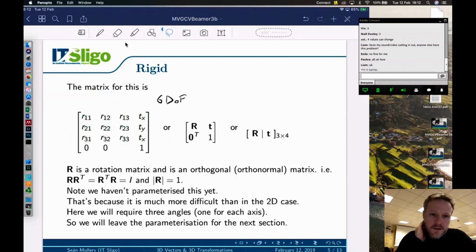Now, R is a rotation matrix and is an orthogonal or orthonormal matrix. In other words, if I multiply it by its transpose, I will get the identity matrix.